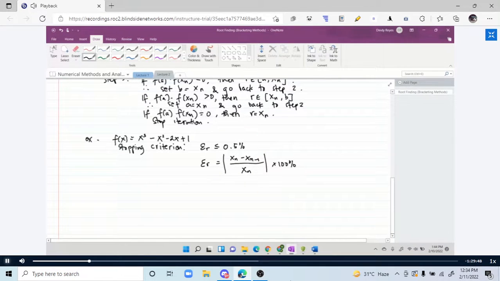Okay, we already know that this has three roots. This function has three zeros. One of them is negative and the other two positive. Okay. Now, we'll solve for the smaller root, for the smaller positive root.